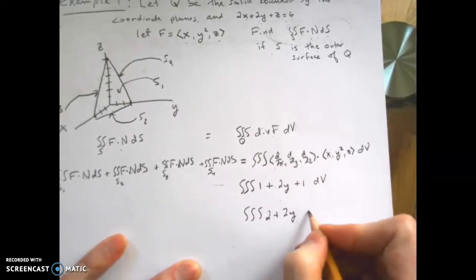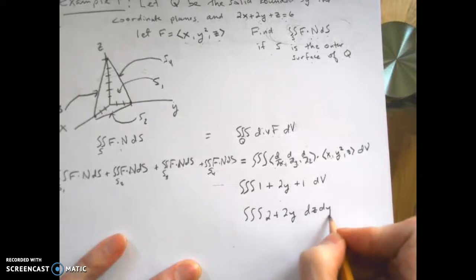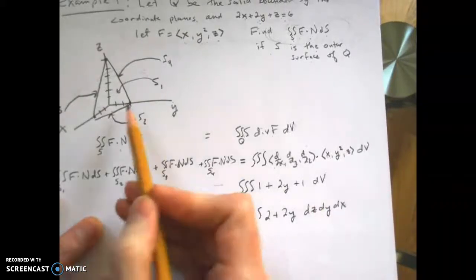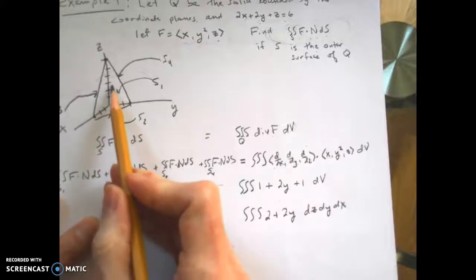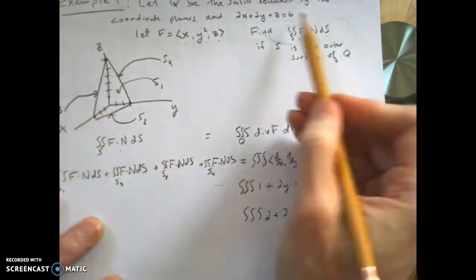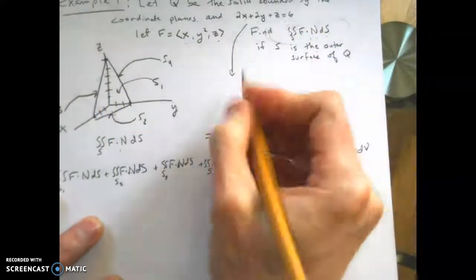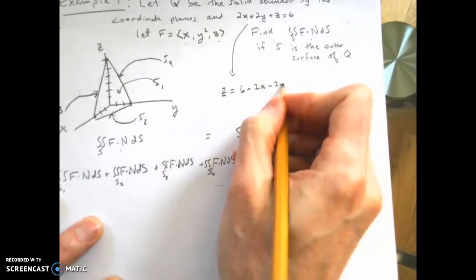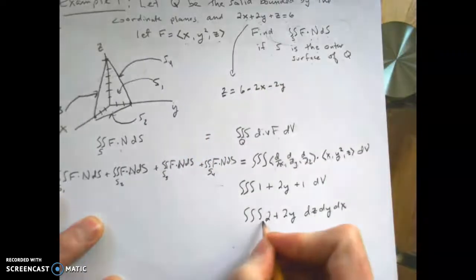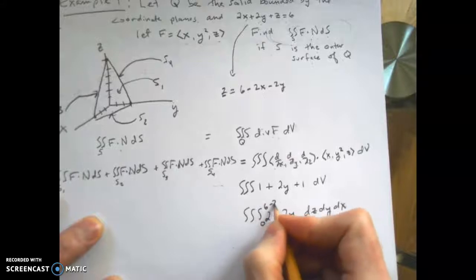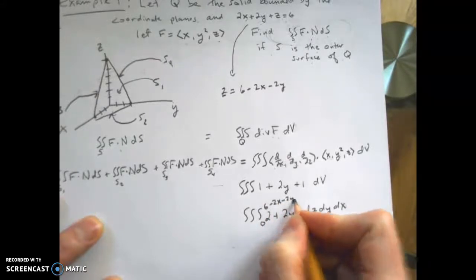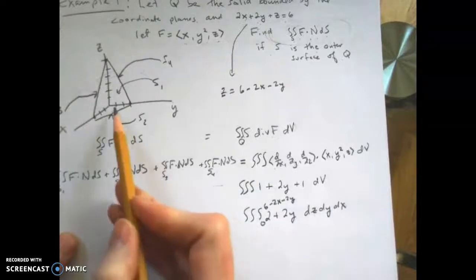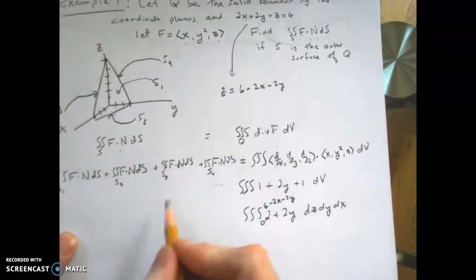For the volume, we could do dz, dy, dx. Z is going to go from 0 up to the z value of this surface, which you can solve for z: z = 6 − 2x − 2y. So z will go from 0 to 6 − 2x − 2y. The y will now go from, well, now we've got to project this thing onto the xy plane.